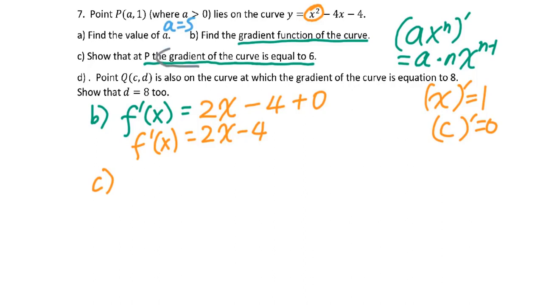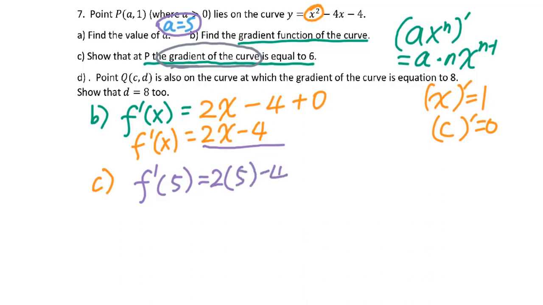Let's go to C: show that at P, the gradient of the curve is equal to 6. In other words, we are looking for the derivative when x equals 5, because this one is a 5. We do f prime of 5. We plug in here: 2 times 5 minus 4 equals 6. That's it. Show that. That means you have to show the work. How did you get this answer?